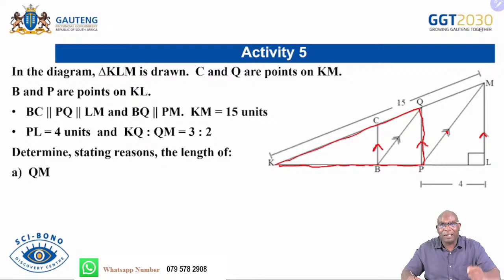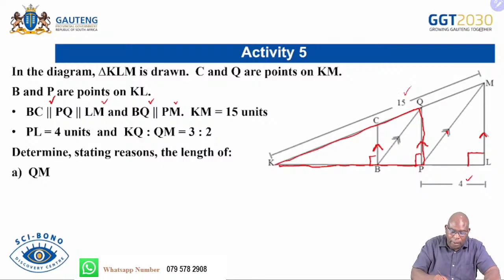Now let's go to the given. It's very important for you to read the given information. It says BC parallel to PQ. We've checked that. And it's also parallel to LM. We have checked that. I've got a 90 degrees. Right? Fine with that. Obviously, if this line is parallel to that, those angles there will also be 90 degrees. Okay, they are corresponding angles. Now I've got BQ parallel to PM. We have checked that. KM is 15 units. It's there on the sketch. Check if every information that is given is on the sketch. PL is 4. It's there on the sketch.